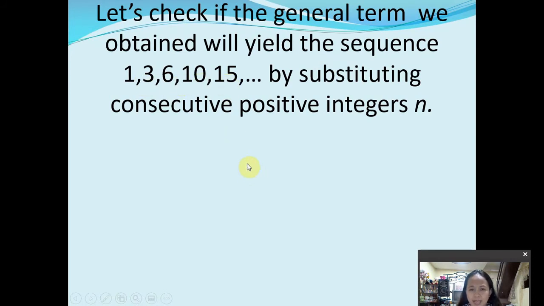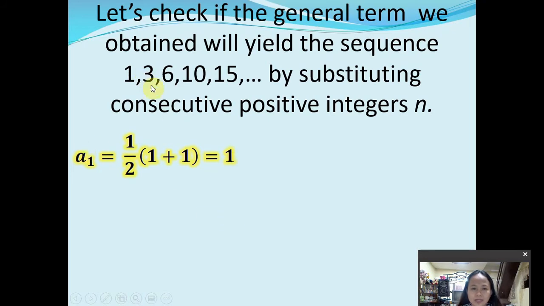Now, to find out if that general term is really correct, that it coincides with the terms of our sequence, we will simply substitute the consecutive positive integers for n. So, our first term, that's A sub 1. Our n here is 1. So, we'll replace our n with 1. So this is 1 half times quantity 1 plus 1. So this is 1 plus 1, 2 times 1 half, which is equal to 1. So take note, this is our first term, 1. And we get the correct number, which is also 1 for our first term.